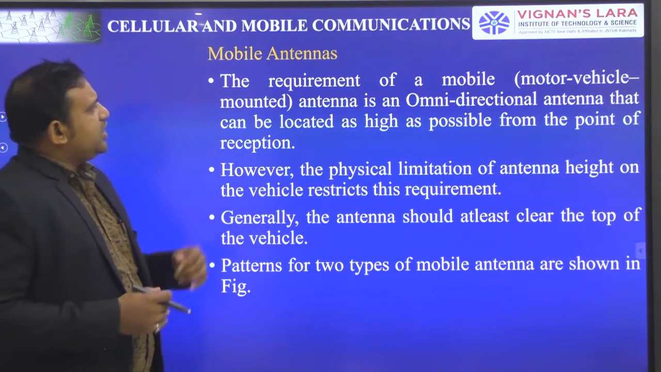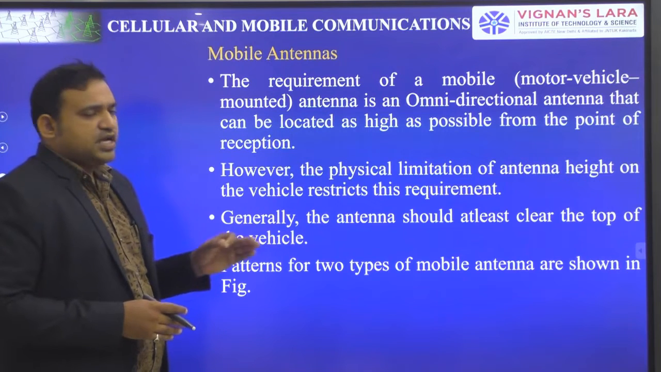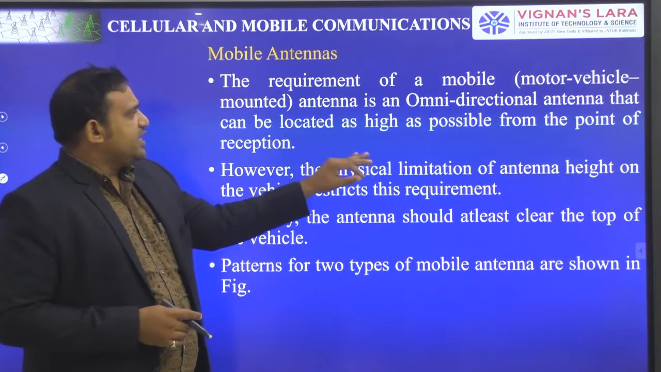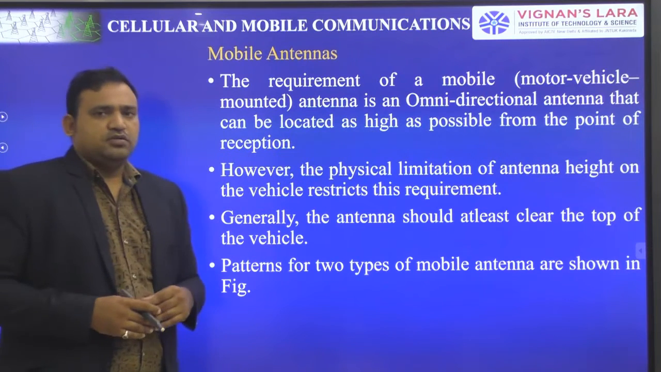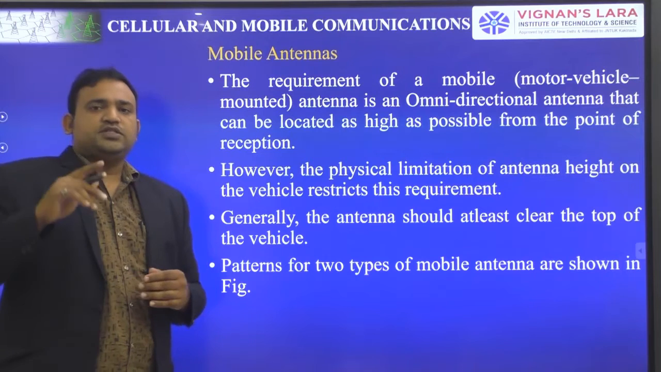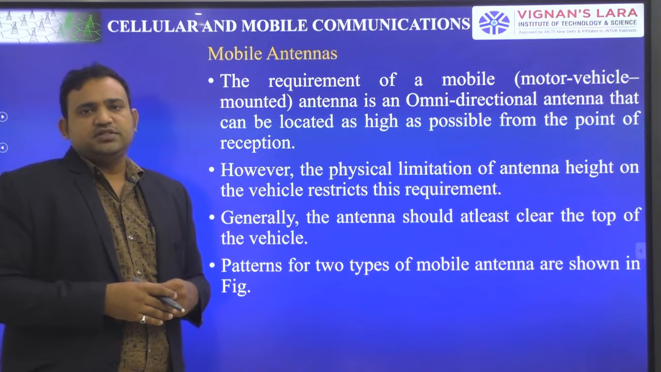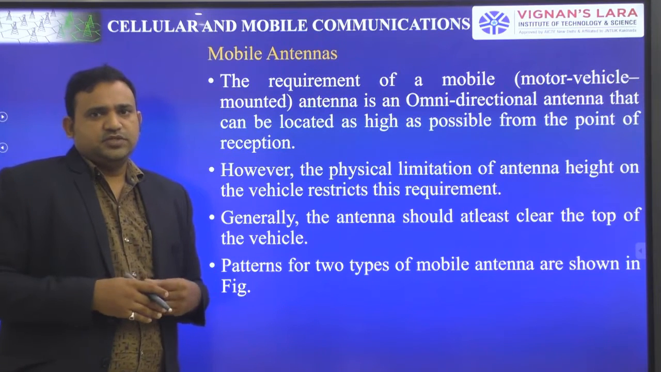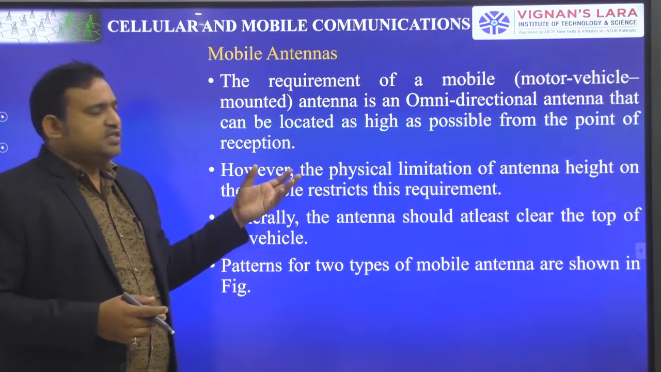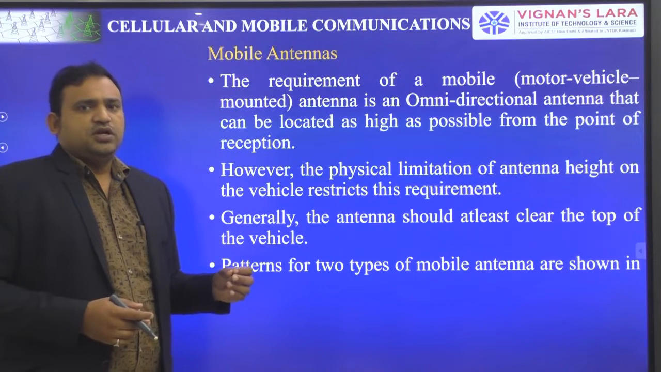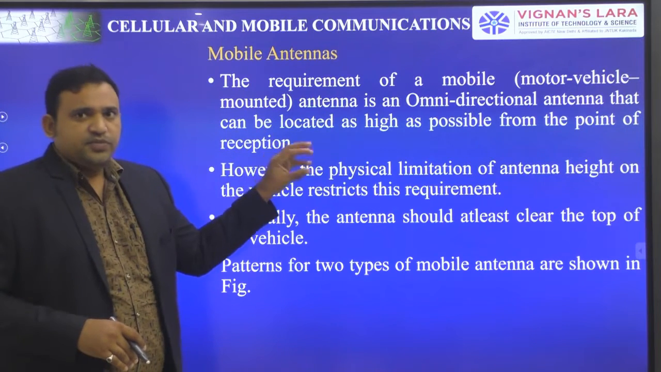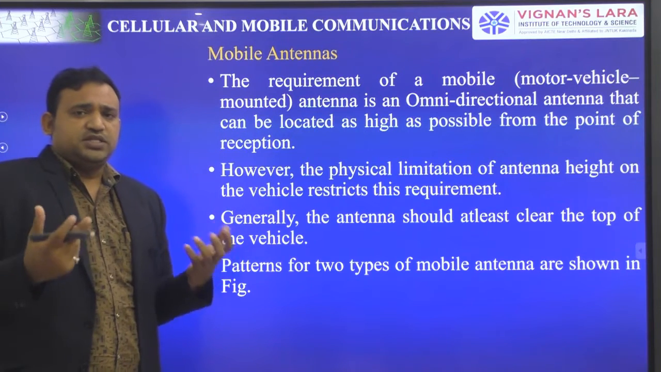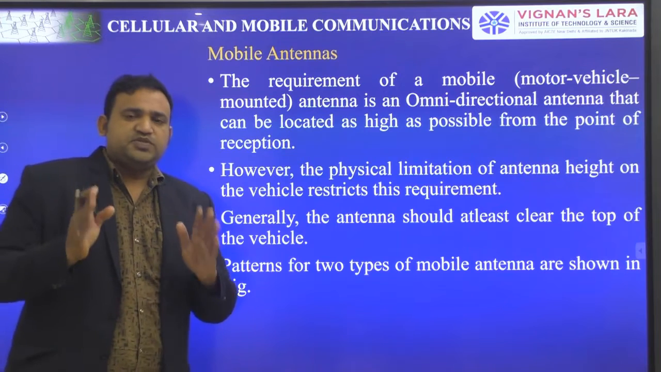Anyway, the requirement of a mobile antenna is an omnidirectional antenna. Why? Because it can be located as high as possible from the point of reception. Not only with respect to reception, omnidirectional means surrounding 360 degrees, so we can receive the signal from any direction. That's why the mobile antennas we use are not directional antennas but only omnidirectional antennas, because we may receive the signal from any direction, not a specific direction.